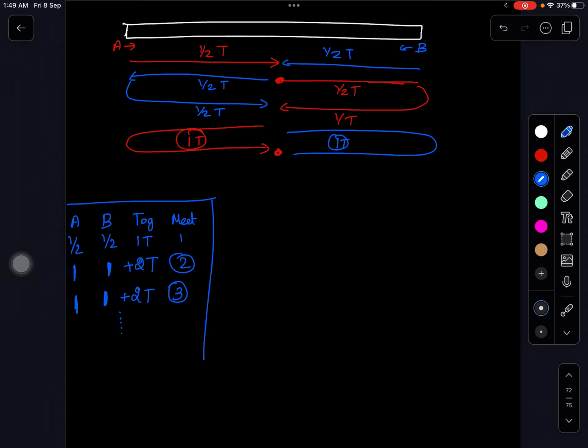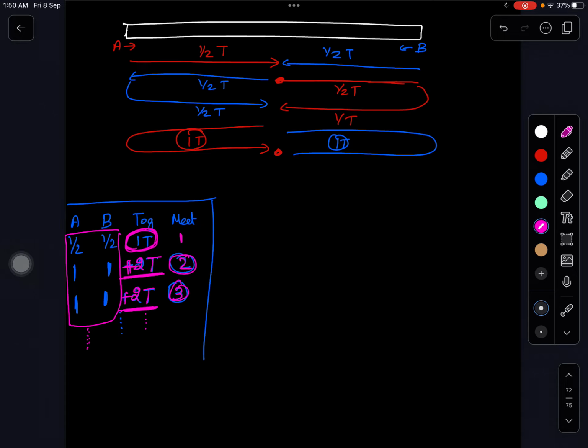So what we see here is, only for the first meet, one track length is needed together. But for the subsequent meets, two track lengths will have to be covered by these two people together. And it doesn't really matter, to a point, what the speed ratio of A and B is. As long as together they complete first one track length, the first meeting happens. Together, if they cover two more track lengths, the second meeting happens. Together, if they cover two more track lengths, a third meeting happens, and so on.